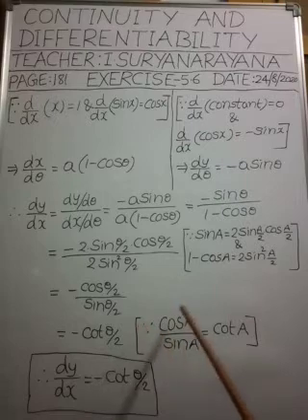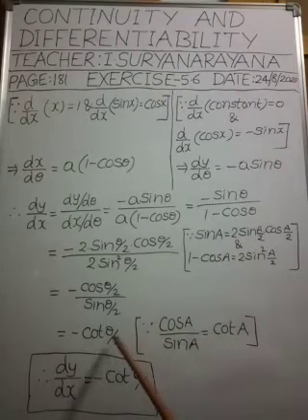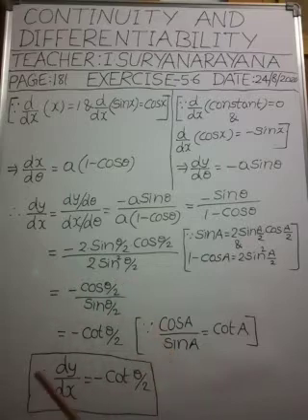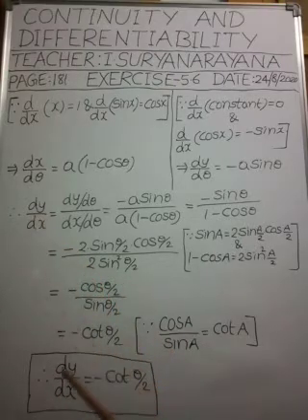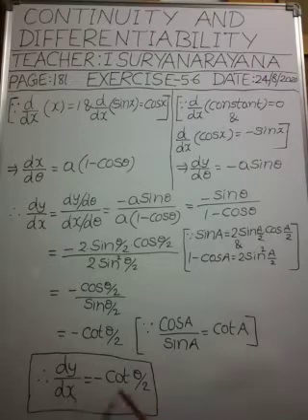Because cos A by sin A is equal to cot A. That is why we wrote minus cot theta by 2. Understood this statement, children? Therefore dy by dx is equal to minus cot theta by 2. This is the value of dy by dx. Understood, my children?